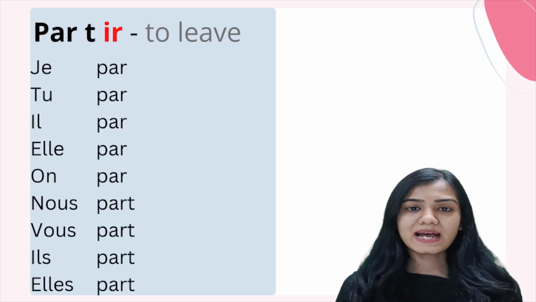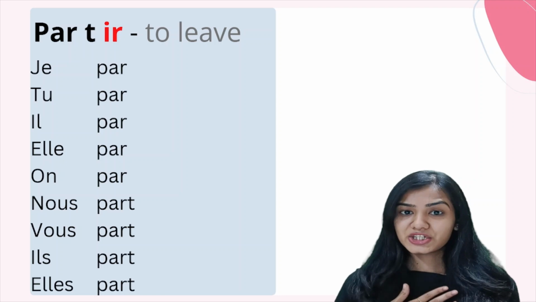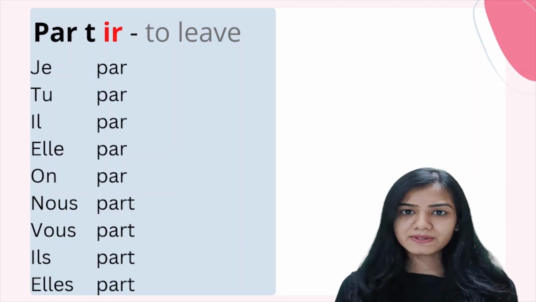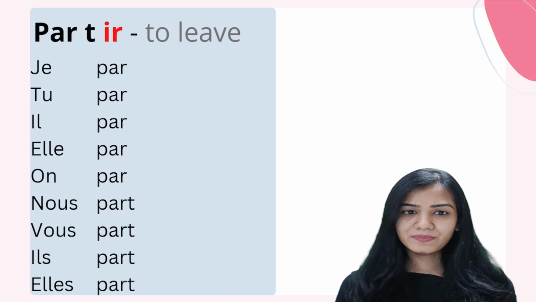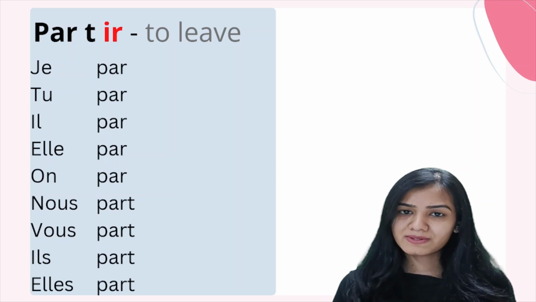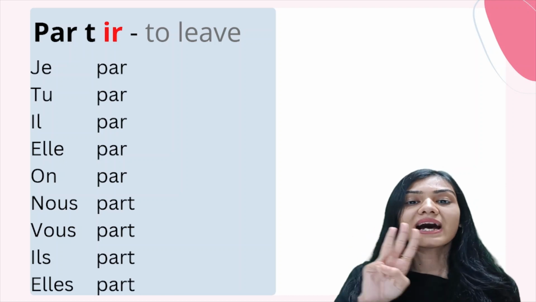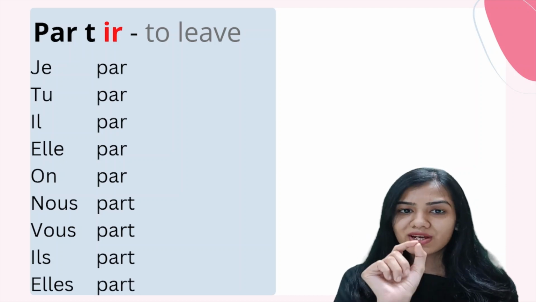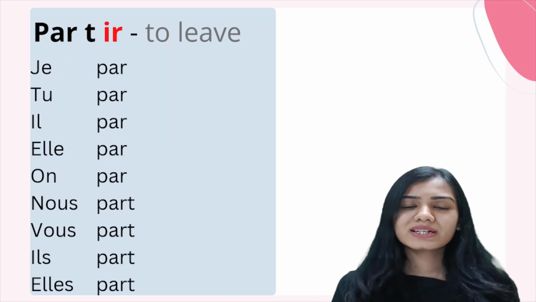So here, what is happening for all the singular subject pronouns like je, tu, il, elle, on. That is je, I, singular, talking about one person. Tu, singular, again talking about just one person. Il, elle, he, she, talking about again just one person, singular. So for all these singular subject pronouns, we are going to remove the last three letters. So we are going to remove IR, but along with IR, we are also going to remove T. So what are we left with? We are just left with P, A and R.